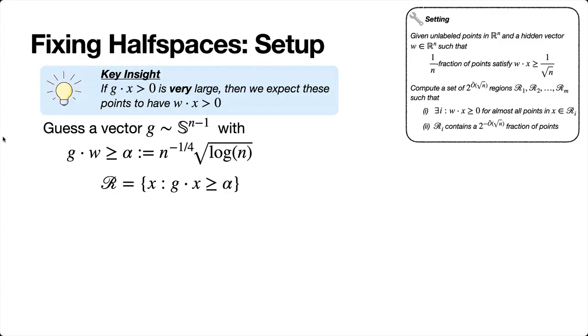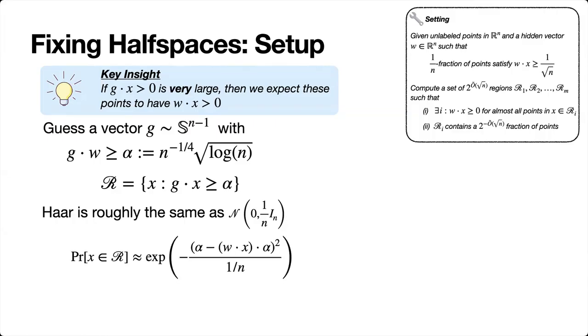Good. So we're going to want the correlation with w or a vector to be roughly n to the minus 1/4 times some logarithmic factor. And we're going to look at the region, as I said, of points that have large inner product with g, at least this n to the minus 1/4 type of quantity, right? And now, instead of working with the sphere, I'm going to just work with a Gaussian distribution that's suitably normalized. So I expect it to have unit length, just because it'll be a little bit more convenient here.